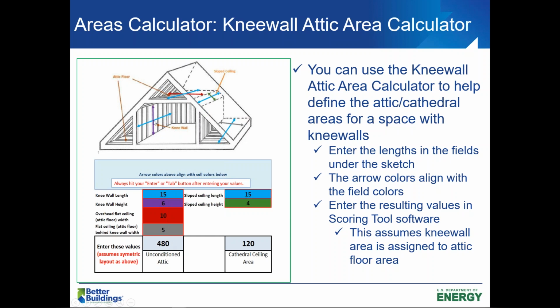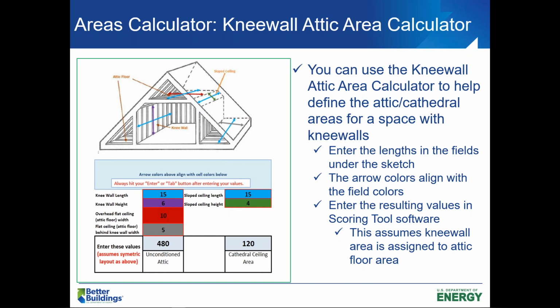purple space here. Your purple times your blue gives your knee wall area. Your gray times your blue gives you your flat ceiling area. And then your blue and your red at the top give you a flat there. These all combine to give you your unconditioned attic area, and then just your length again and your slope will give you your cathedral ceiling area.